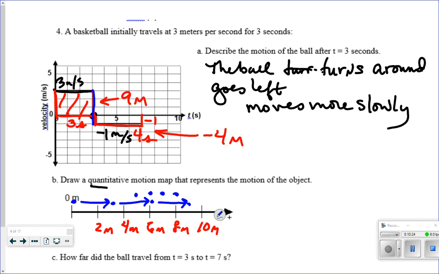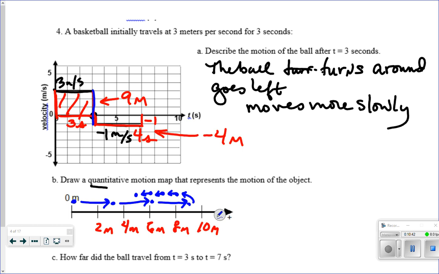All right, so this is not ideal, but I would totally understand an arrow like that because you really are changing right away. And then, of course, shorter arrows in between. And that is what your motion map should look like. It's going fast in the positive direction, and then it's going slower in the negative direction.